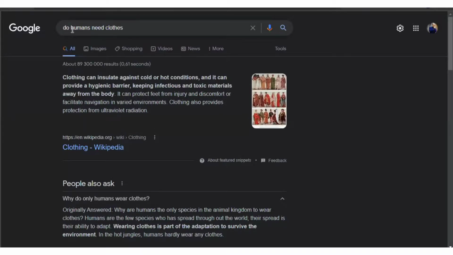So we ask Google the question: do humans need clothes? And Wikipedia spins out something saying clothing can insulate against cold or hot conditions, and it can provide a hygienic barrier, keeping infections and toxic materials away from the body. So basically, clothes are a form of shelter that we use to protect ourselves from the various elements that can harm us when we move around the world, or even when we're just sleeping. So that's what clothes are used for. So theoretically, I don't think there'll ever come a time where humans don't wear clothes.